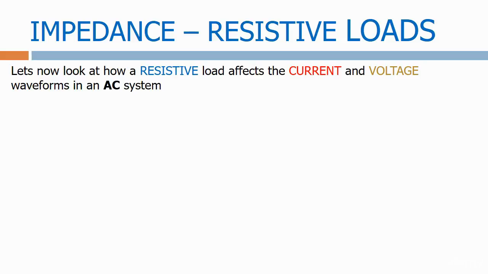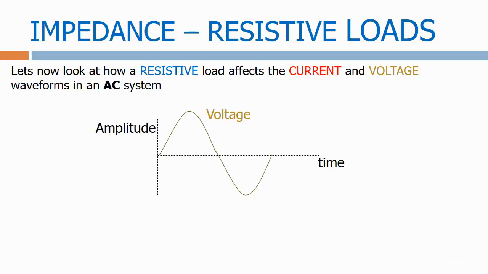Let's now look at how a resistive load affects the current and voltage waveforms in an AC system. Here we have the standard amplitude time graph we've seen before. Let's add the voltage sine wave. And next the current sine wave. Let's compare the two.